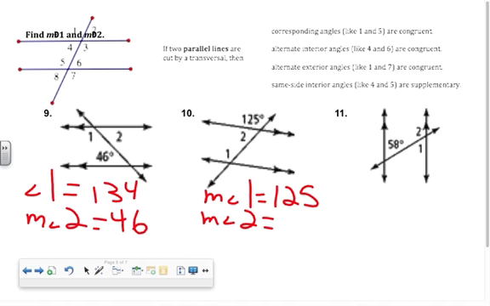Angle 2 and the 125. Let's reinforce the vocabulary. Look at the 2 and the 125. What kind of angles are they? They're not one of the 4 special angles formed by parallel lines, but they are a vocabulary term that we've talked about today. They form a straight angle, they make a linear pair. So they are supplementary. It is 55.